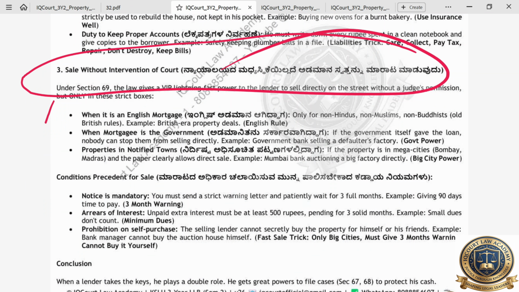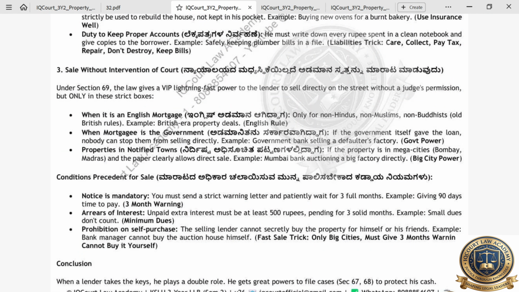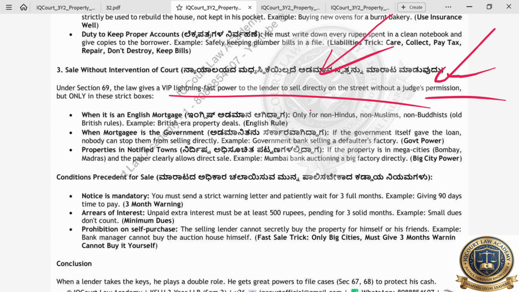This is very, very important. Sale without intervention of the court. Very, very important. Section 59, Section 69. Law gives VIP lightning fast power to the lender to sell directly on the street without the judge's permission. Only in this type of mortgage.